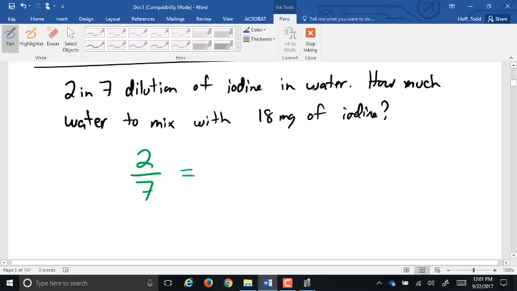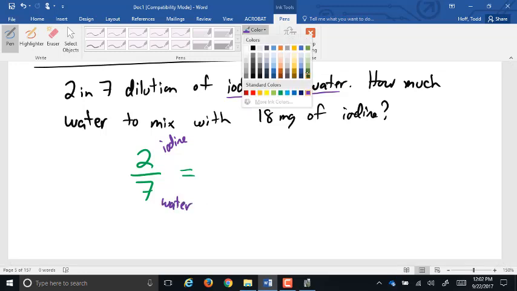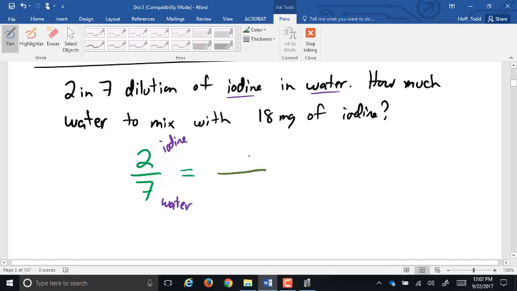Here it's not units anymore, but what does it represent? We have iodine and we have water. Which of those numbers represents the iodine? The 2. Which of them represents the water? 7. So on the other side, when we set this up, the number that goes on top has to represent the iodine. 18 does represent the iodine, and it is milligrams. So what that means is what I'm going to get on bottom here has to be milligrams.